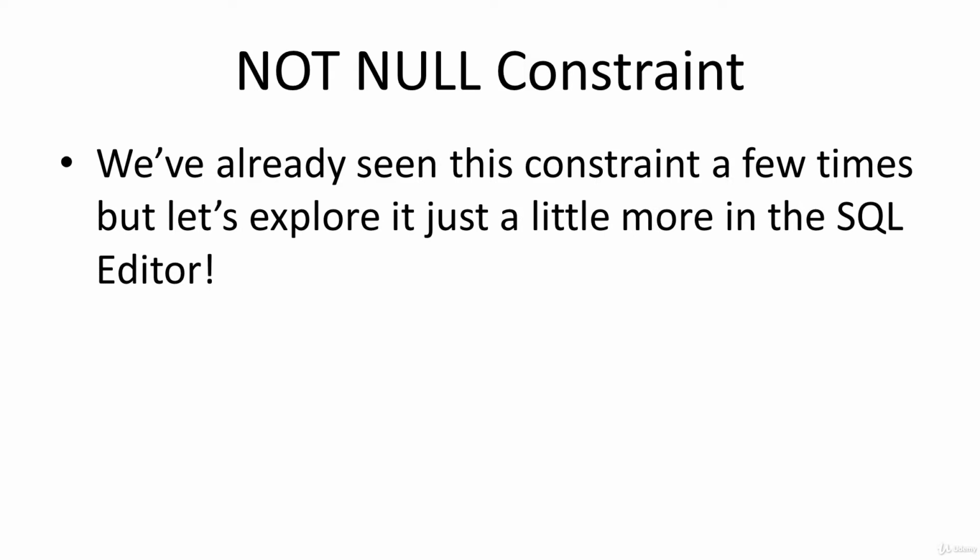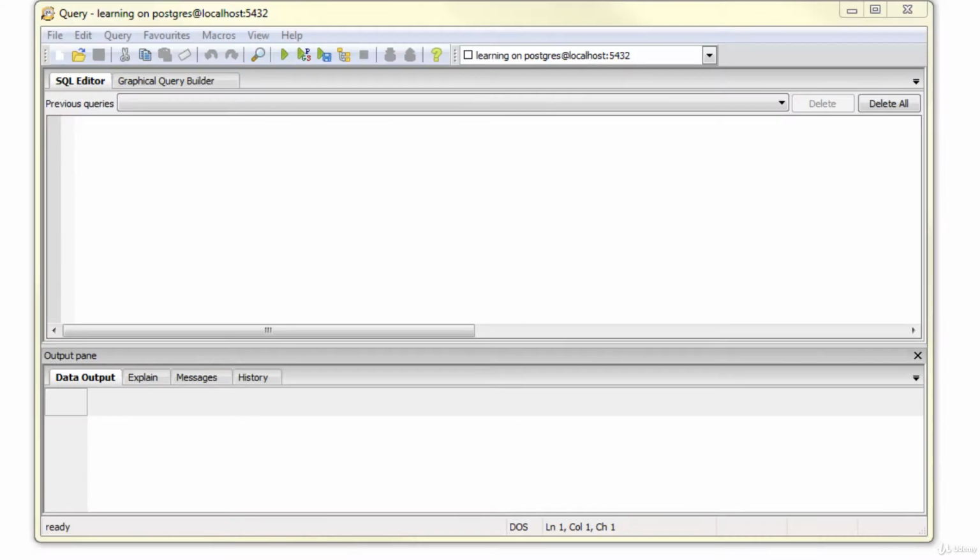Like I mentioned, we've seen this constraint already used a few times, but let's just explore it a little more in the SQL editor. We're going to create a quick table and see what happens when we use the not null constraint and try to add something that is a null, just to get a better and quick understanding of how it really works. Okay, I'm going to go ahead and jump to the SQL editor now. Okay, so here we are at the SQL editor.